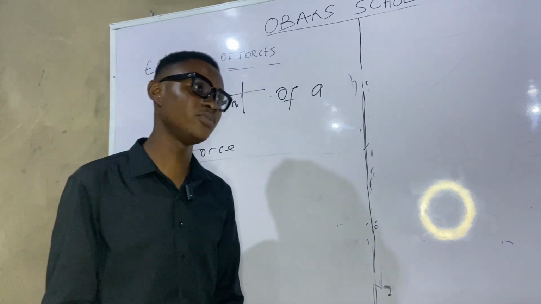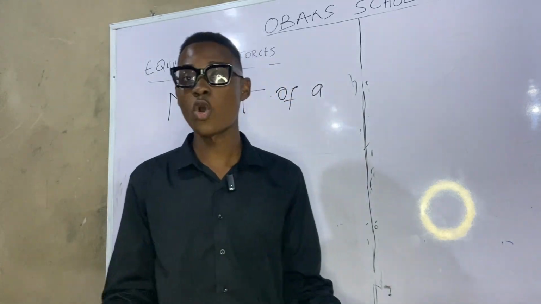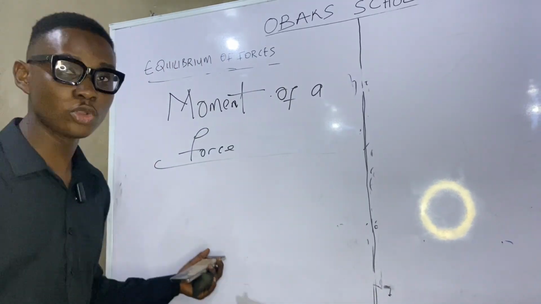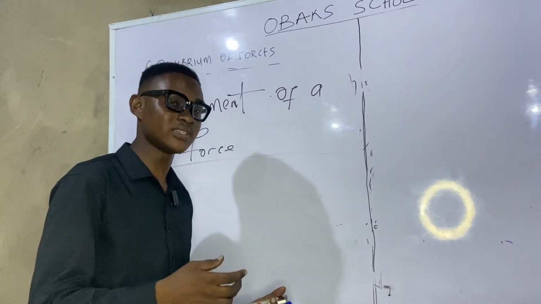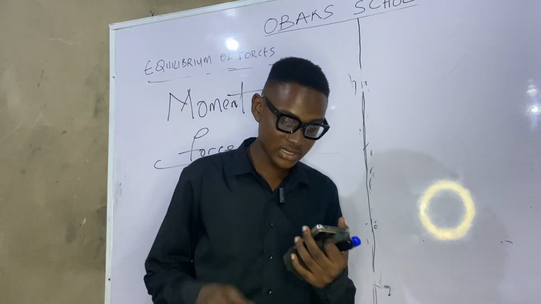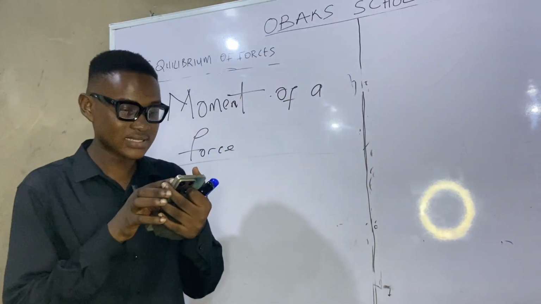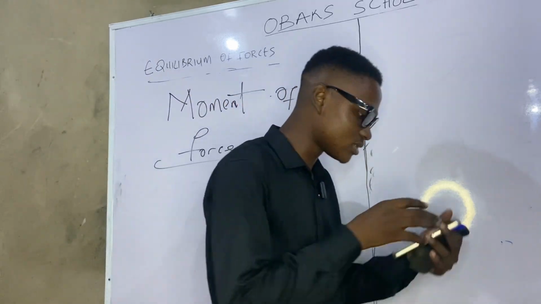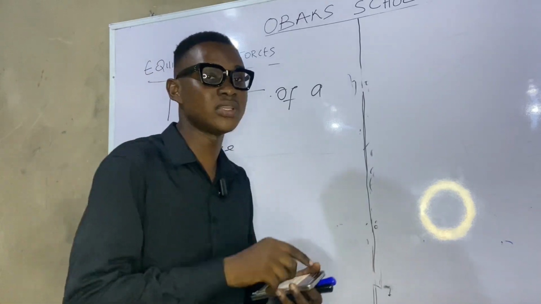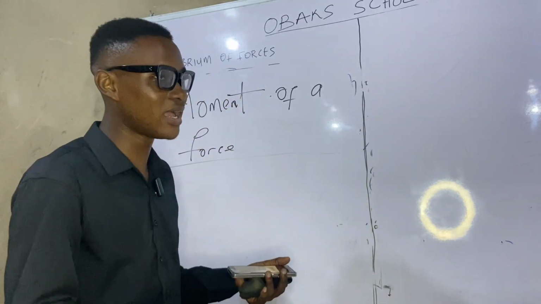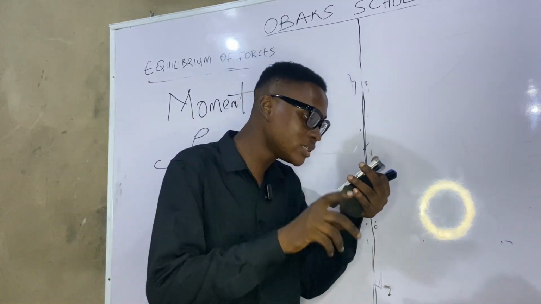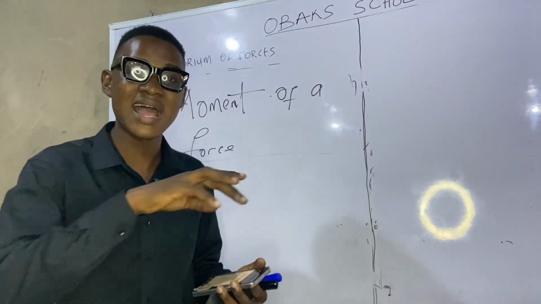So if I'm to give you the simple definition of what a moment of a force means, it is the product of a force and its applied distance. Understand? The moment of a force is the turning effect of that force about that point. I can't draw a tap, I can't draw a door, but the moment of the force is the turning effect of that force at that point.